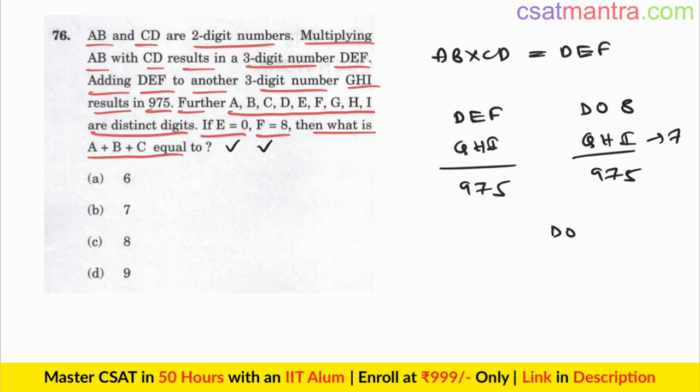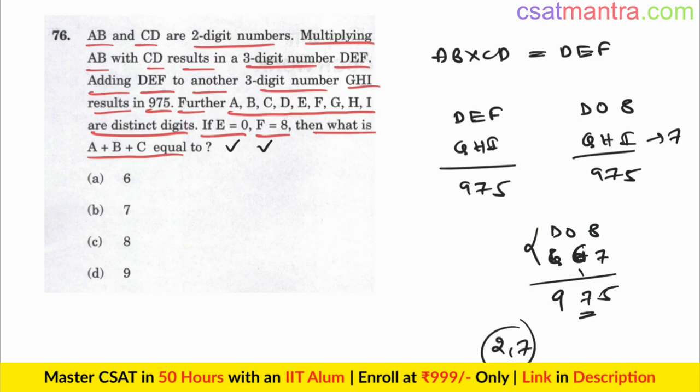So D08, GH7. Now to get 7 here, H should be 6. Now D plus G should be 9. The combinations are either 2 and 7, but 7 is already there, so you cannot have 2 here because these numbers are unique, distinct. You can have 1 and 8, but again 8 is covered here. We cannot have 1 and 8 as well.